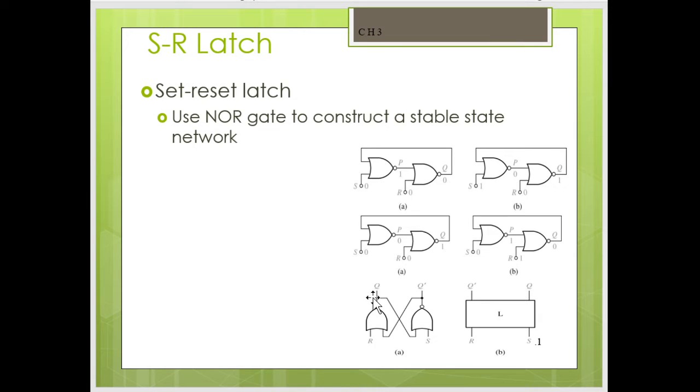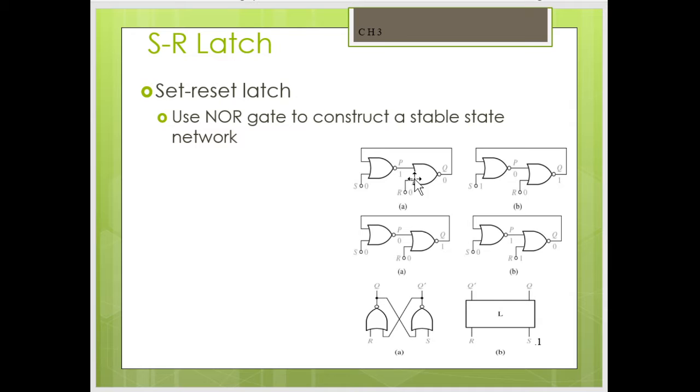Now, as the figure shows, if I keep S equal to 0 and R equal to 0, case 1, since both the inputs of the NOR gates are 0 and have no effect at the output, the latch remains in the present state as it was before. That means Q remains as it was before and Q bar also remains as it was before. This operation is called the hold or no change operation of RS flip-flop.